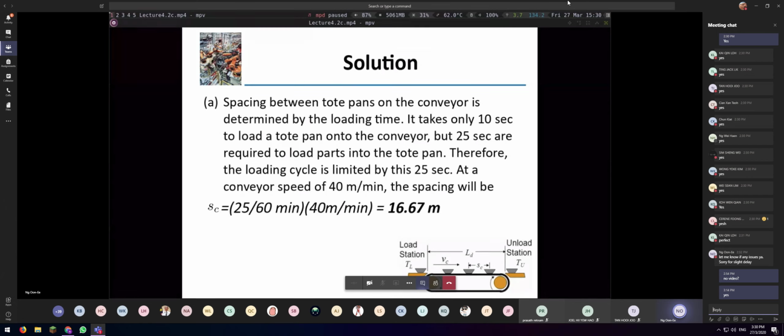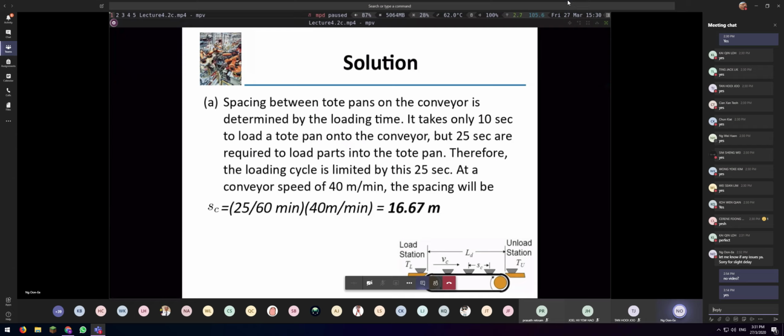This is the loading cycle, the time which it takes. So the person who is doing the loading, every 25 seconds, he has to do it continuously. But the person who's loading the tote pan onto the conveyor does his work in 10 seconds, then has another 15 seconds where he has downtime. He's waiting for the previous worker, the first worker, to load up the tote pan.